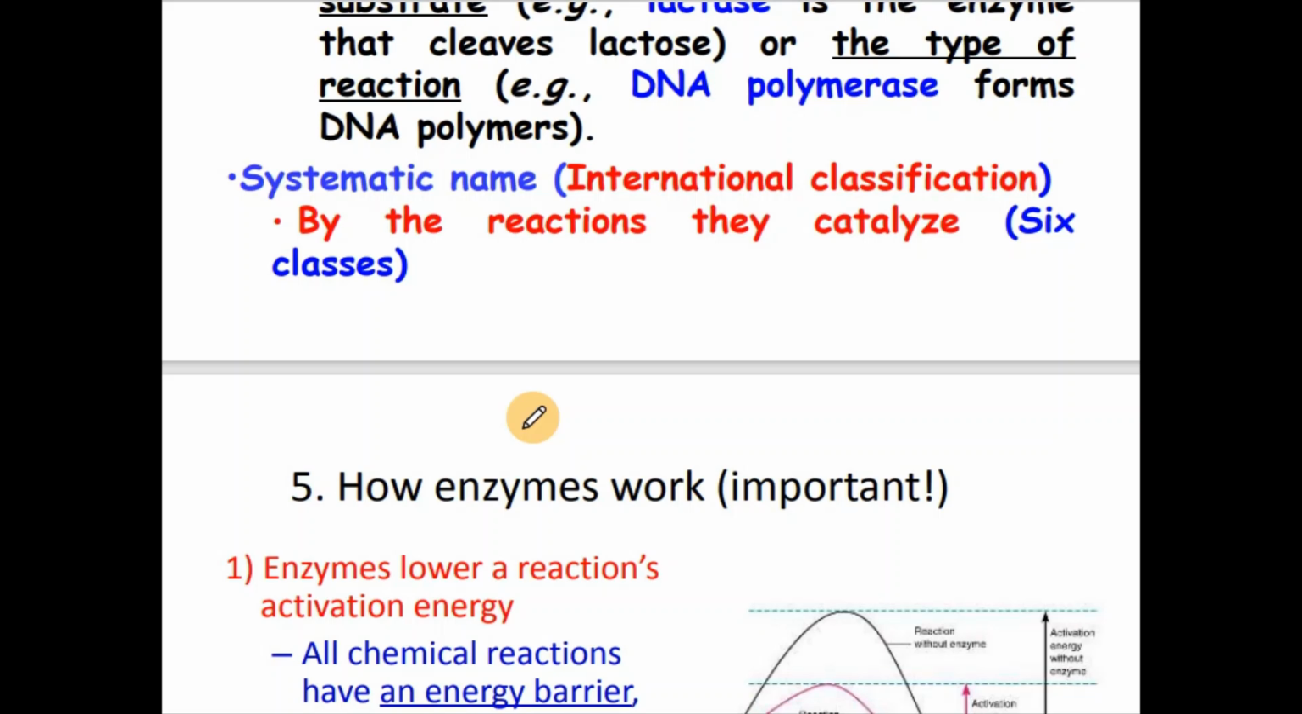We have the oxidoreductases, which catalyze oxidation-reduction reactions. We have transferases, which transfer one group from one molecule to another. We have hydrolases, which add a water molecule to break down a bond, or to break down a big complex unit into a smaller one.